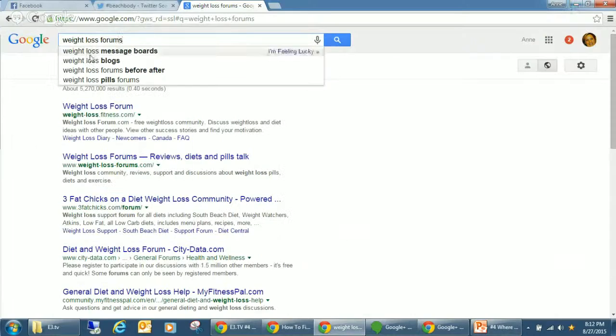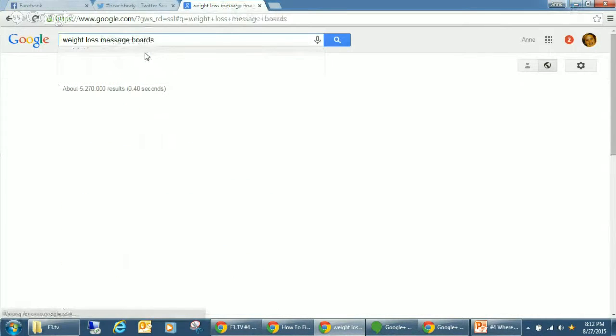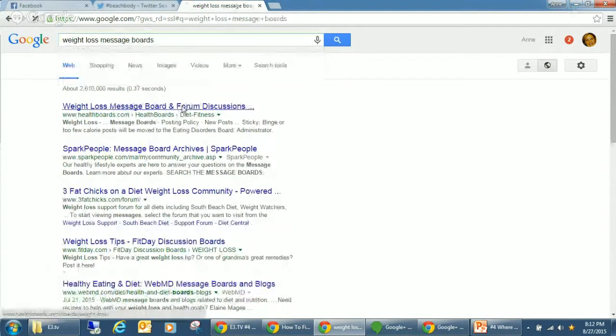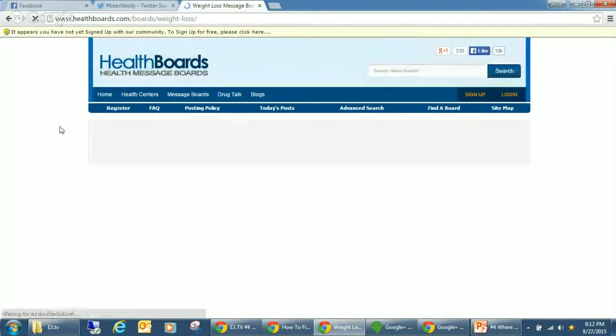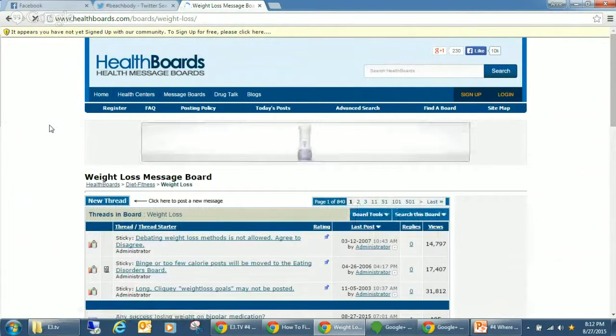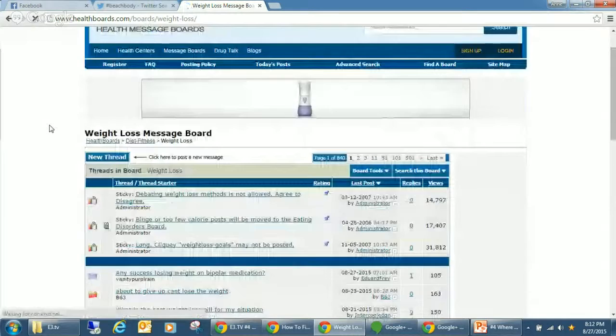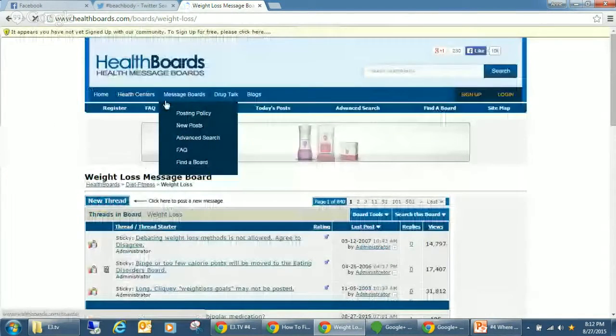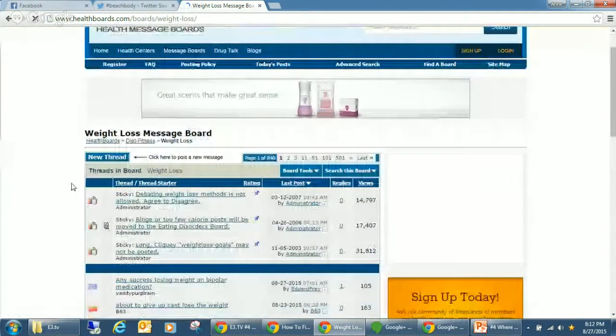So let's go out here. Weight loss message boards. So here we go. Health boards. Spark, I see Spark People is out there. That's a big one. Just start going out here and research. And this is how you can, number one, find out what people are talking about, find out where they're hanging out on these message boards. You can find all different ones.